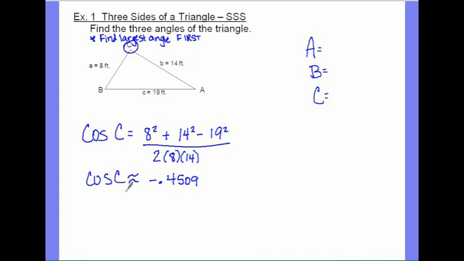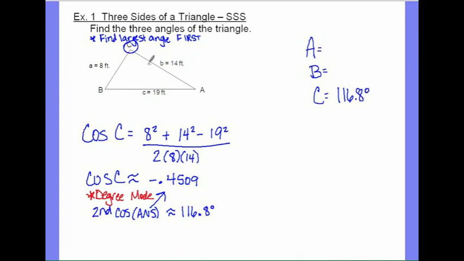Cosine of C. Now remember, when you're looking for an angle, you need to use your second button and make sure you're in degree mode. Put a little note here. Little star here, degree mode. So you need to go second cosine of your answer there, and that will tell you that angle C is approximately 116.8 degrees. So 116.8 degrees is angle C right here.